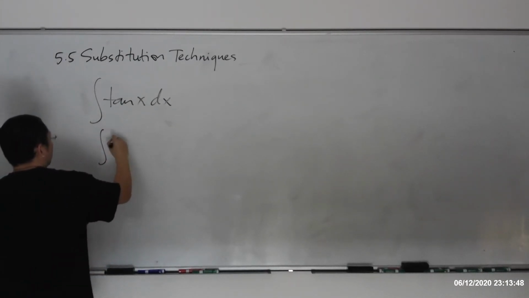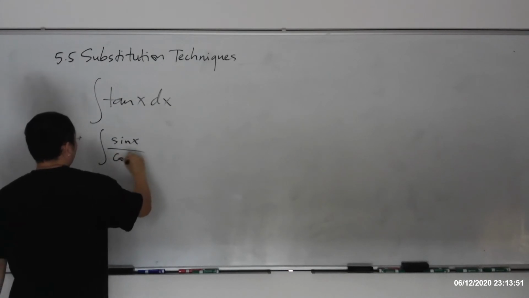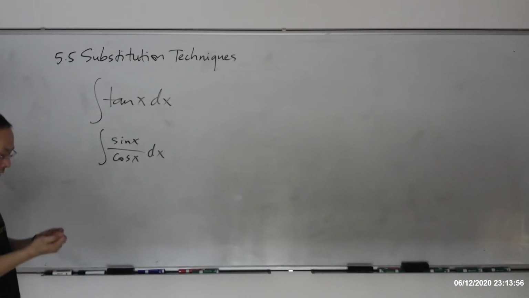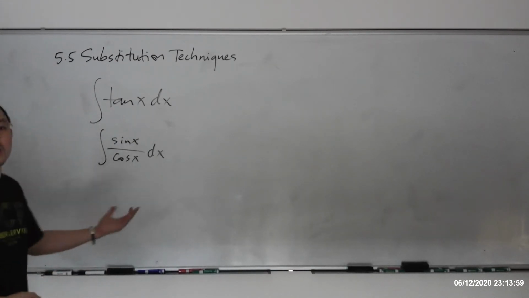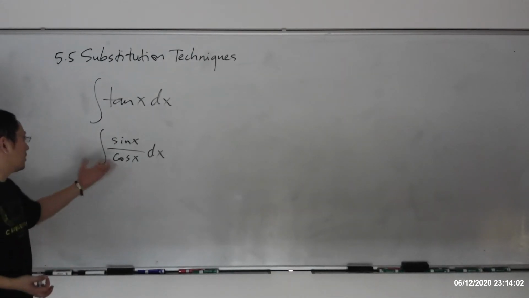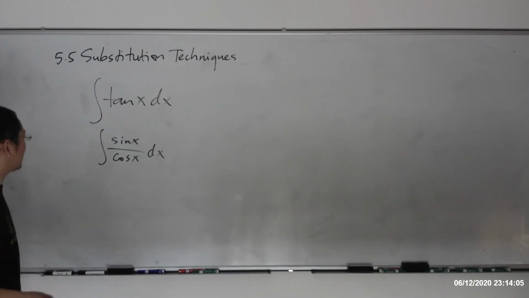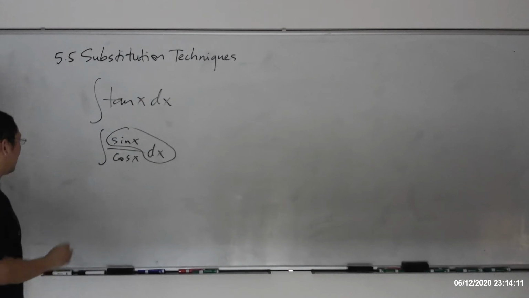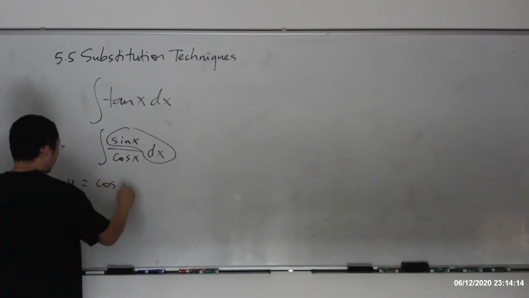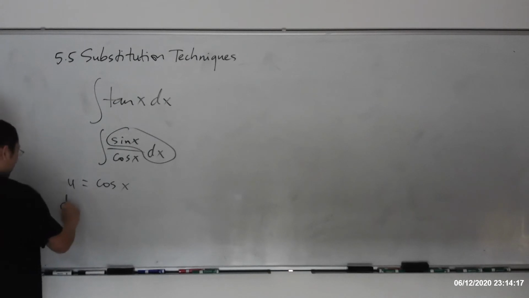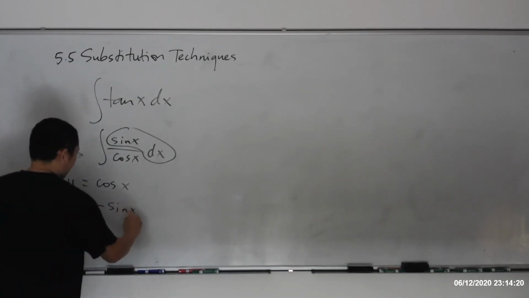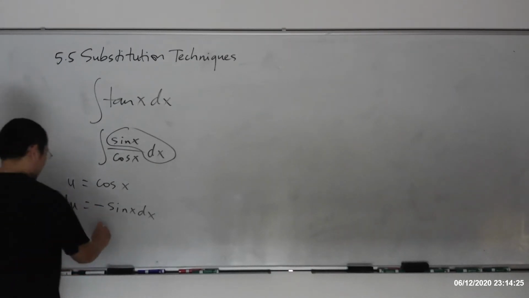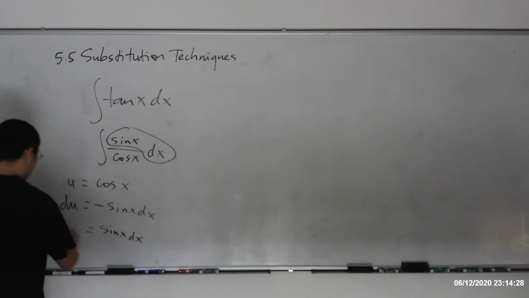The integral of tangent is what? The integral of sine x over cosine x dx, because tangent is sine over cosine. You see why sine and cosine functions are better? It's because the derivative of sine is cosine, the derivative of cosine is negative sine. So it's just playing around with those two. So I have sine and cosine. What I see in here is sine x dx on top. So I'm going to let u equal cosine x. Why is that? Because if I do that, then du is going to be negative sine x dx. The derivative of cosine is negative sine, so sine x dx is negative du.